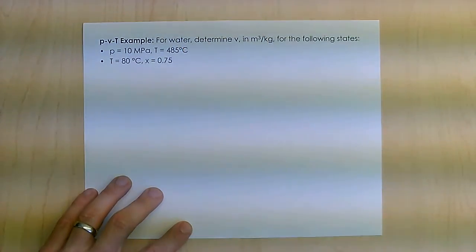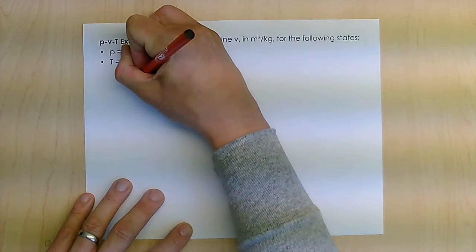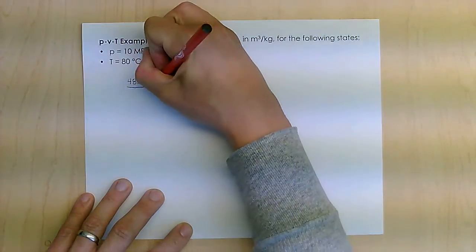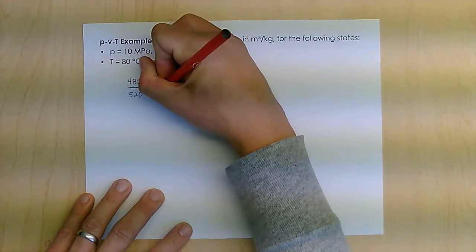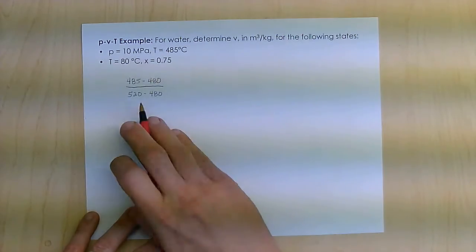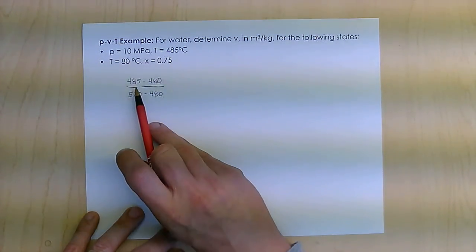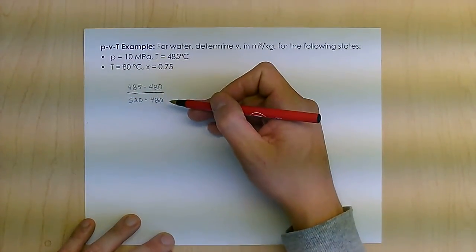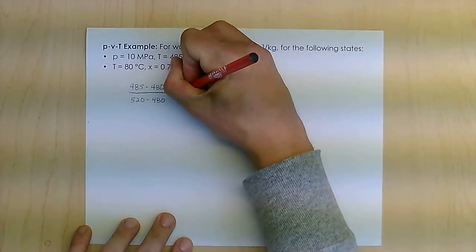I'm going to set up a couple of ratios. The first one will be my temperature ratio, which will be 485 minus 480 divided by 520 minus 480. Because what I'm basically doing here is finding how far in between the two temperatures I am. The two temperatures in my table are 480 and 520, and I'm at 485, so I'm taking a ratio: how far in between these am I? And I've got to be the same amount in between those two volumes.